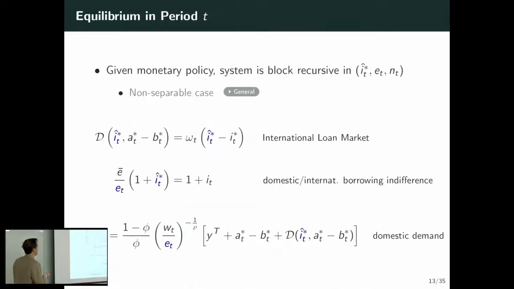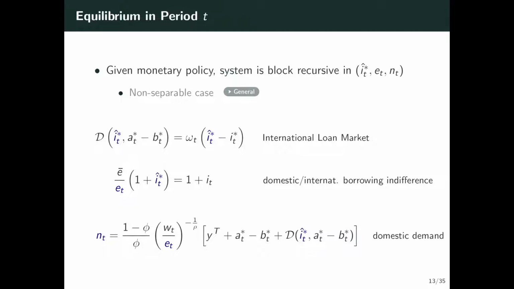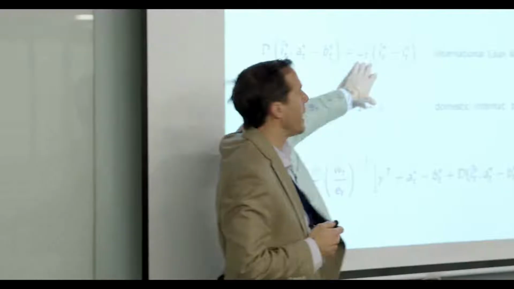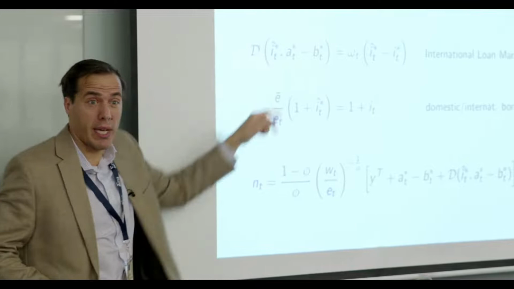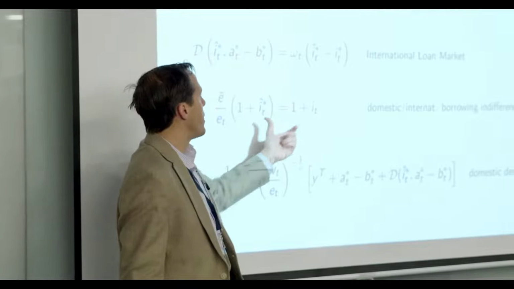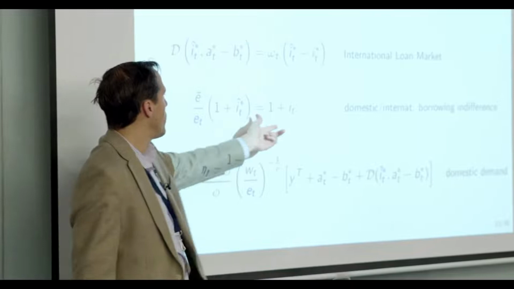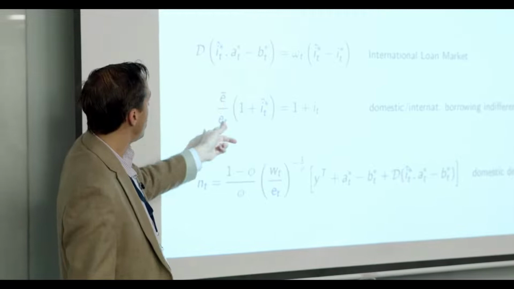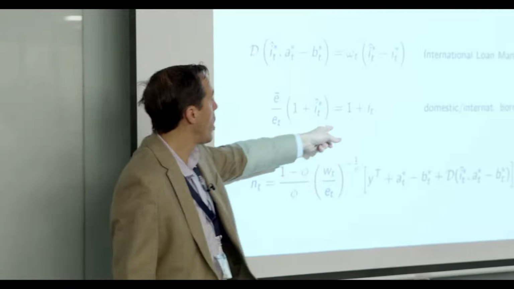Let me tell you that, at the end of the day, you can express this model in three equations. That makes it very tractable. You have three equations and three unknowns that you can solve in a block recursive way. You first have the demand equal to the supply in the international loan market. That's going to give us the market clearing rate. Then you have a modified UIP condition that says that households are indifferent between borrowing in domestic currency and borrowing in foreign currency. So given an exchange rate tomorrow, that's going to give us the exchange rate today. Here you see the link between the nominal rate chosen by the central bank and the exchange rate in equilibrium.